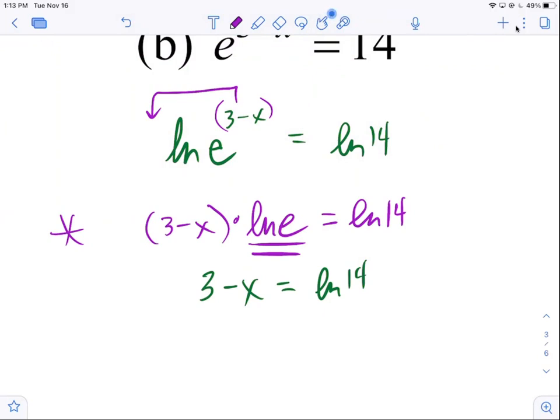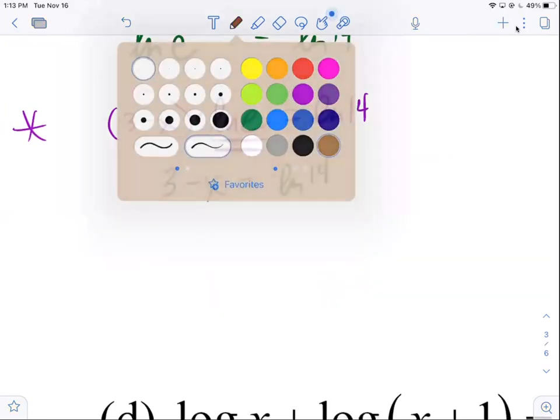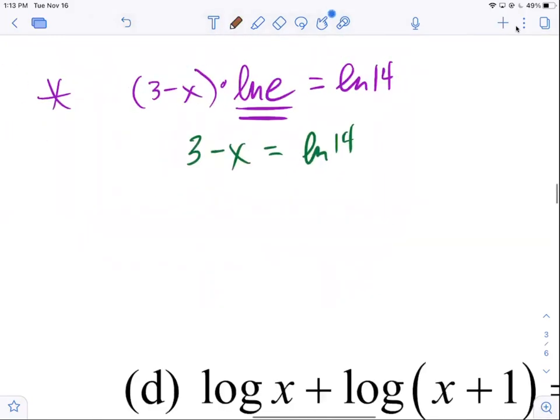It's 1, right? And then 1 times anything is itself. So you don't have to show that line. If you just know natural log of e to the blob is blob, you go straight to the green line. But that's another way to get there. And now we're again back in Algebra 1, maybe on the last day of school. I don't know if y'all had natural logs in Algebra 1.